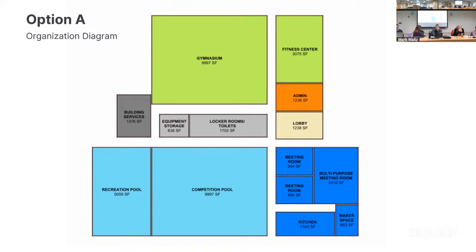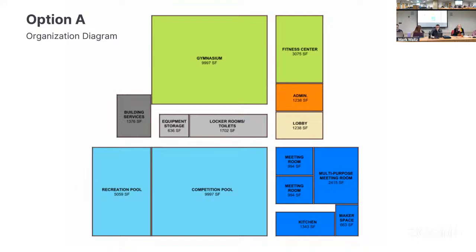We'll start to look at why certain things are oriented or arranged the ways they are in a minute here, as we start to think about how we might build this in phases. And then you see we've got locker rooms and toilets and equipment storage between the gym and the pool.